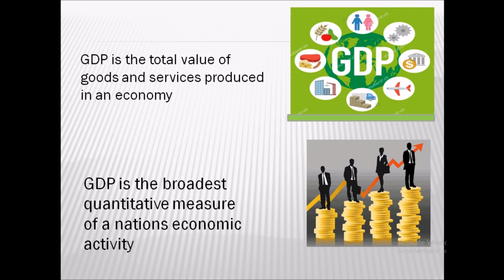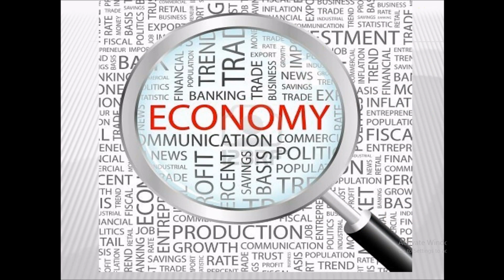So GDP is the total value of goods and services produced in an economy. GDP by definition is the total value of goods and services produced in an economy. GDP is the broadest quantitative measure of a nation's economic activity. So basically, GDP measures the level of productivity in an economy. That being the case, it is important to understand how an economic system works.